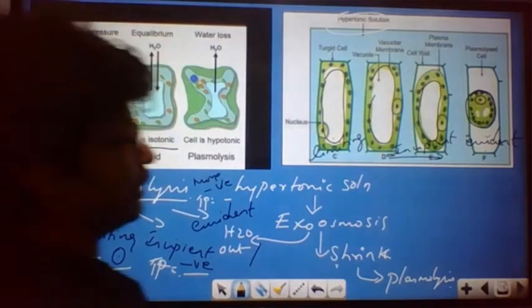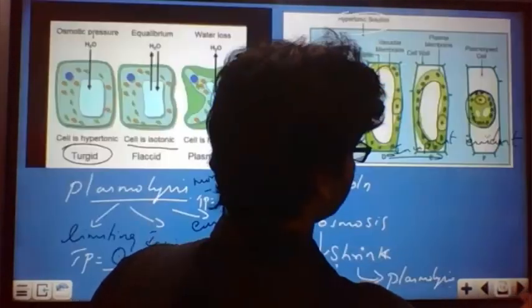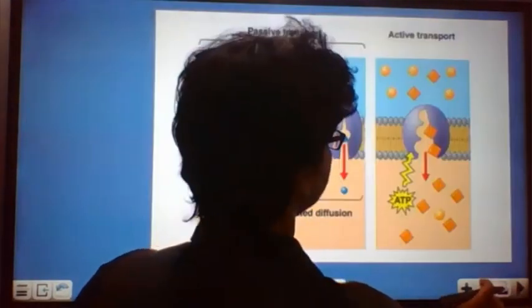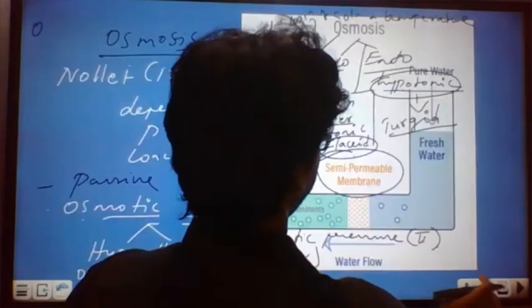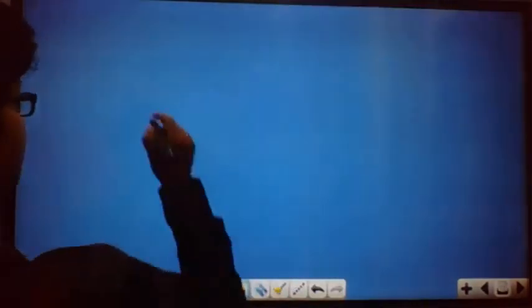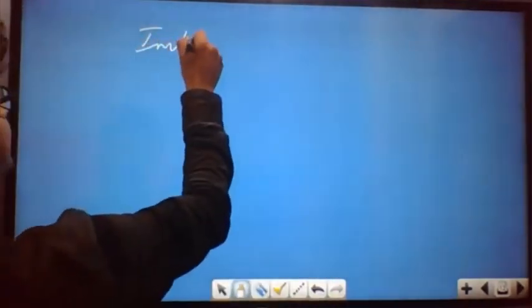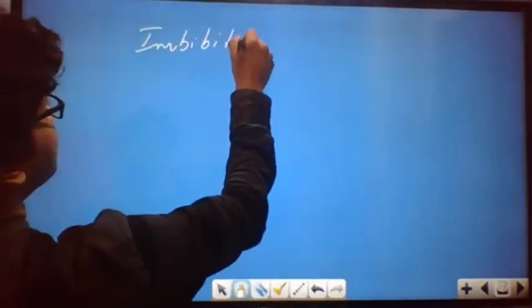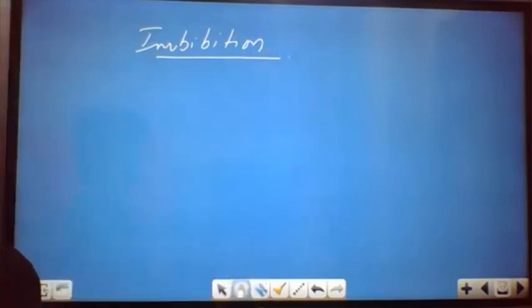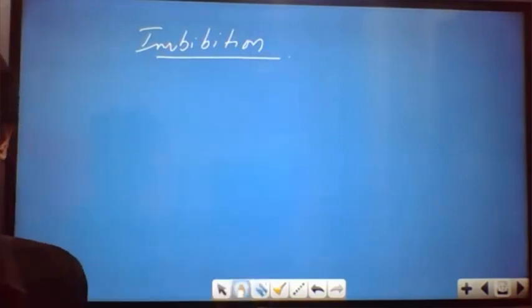Next, we move on to imbibition. So what do you mean by imbibition, guys? Can someone tell me what is imbibition? Coming to this part, imbibition. So what is imbibition? Limiting and incipient in the diagram.